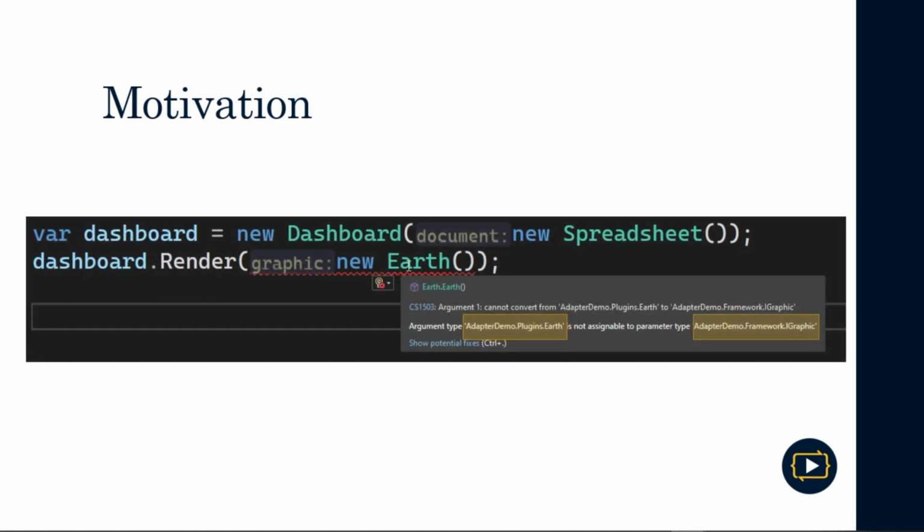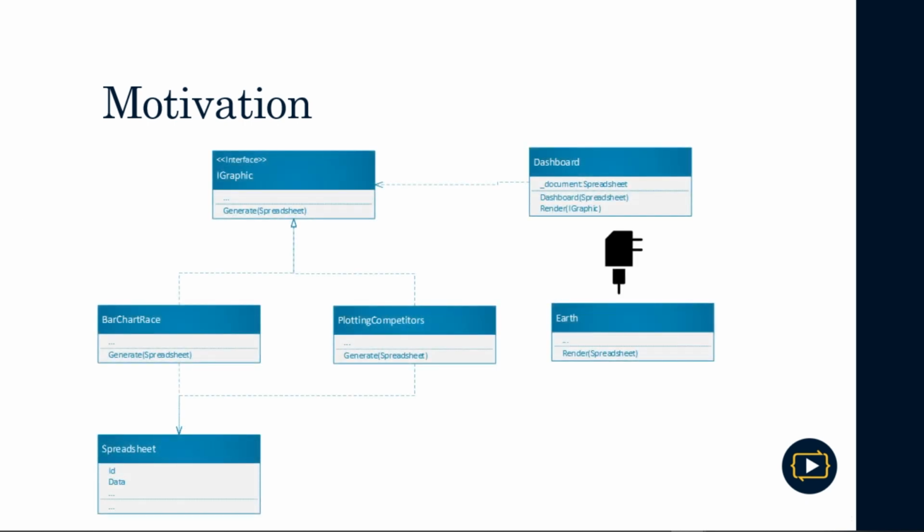If we try to use it in our system, we will get an error that indicates that it is simply not possible to convert an Earth data type, which is the new class, to an iGraphic type, which is the abstraction we must pass to the render method. This is where the adapter design pattern will help us solve these types of problems by allowing us to create an adapter for the new Earth class to fit into the system.